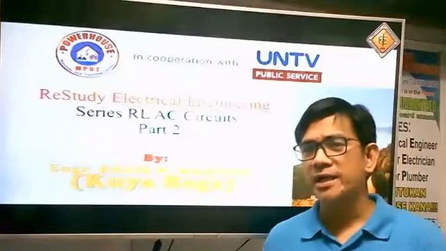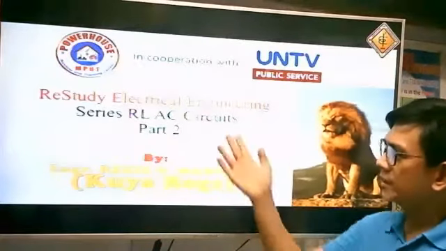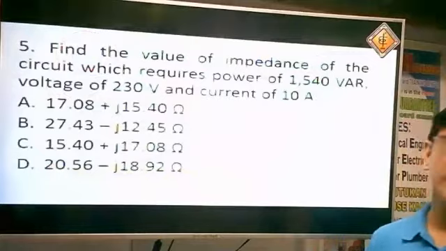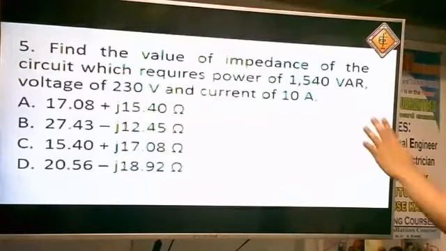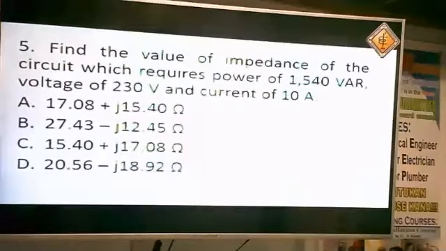So we will continue our lesson for today about the series RLC circuit. Let's go with part 2. Let's solve problem number 5. Find the impedance of the circuit which requires 1,540 vars, a voltage of 230 volts, and a current of 10 amperes.